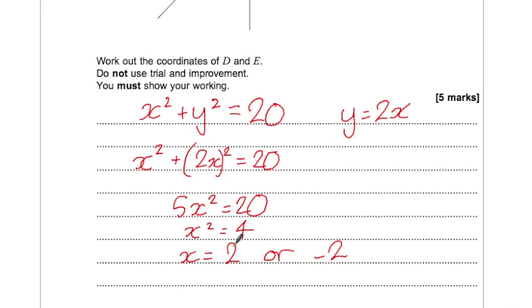Okay, so you see we've got 2x results because we've got two coordinates D and E. So to get the y coordinates we just have to sub these in. So if x is 2, y must be 4 because it's 2 times that. And if x is minus 2, y would be minus 4. So we can see 2, 4 is going to be D because that's in the kind of top right quadrant, and this is going to be E.